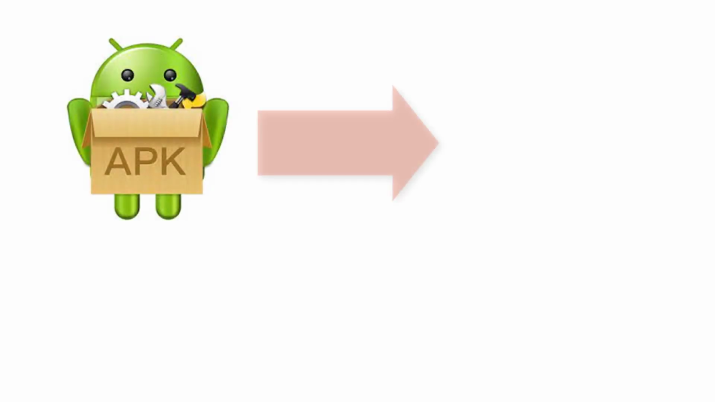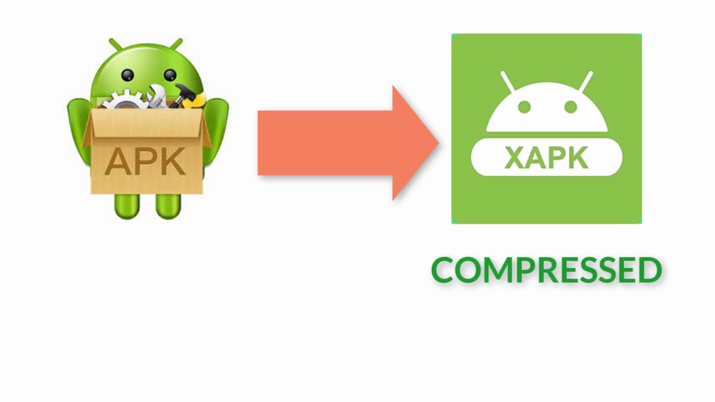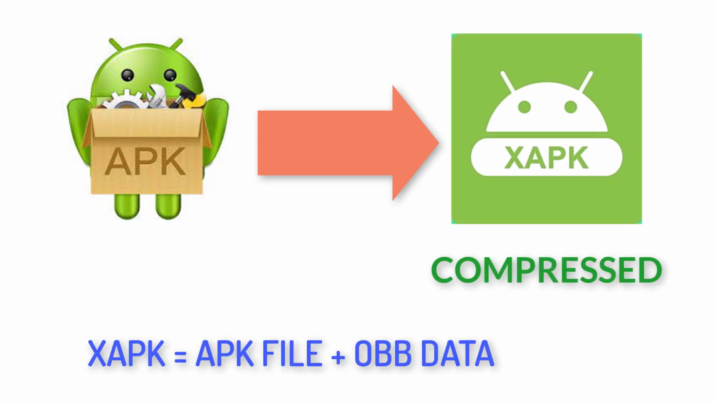XAPK is a new file format that helps in compressing big APK files into a smaller size. XAPK contains an APK file, OBB data, cache, app icon, and miscellaneous info.